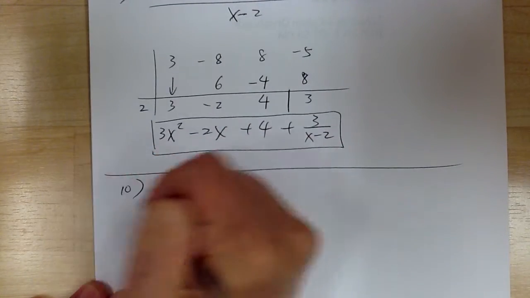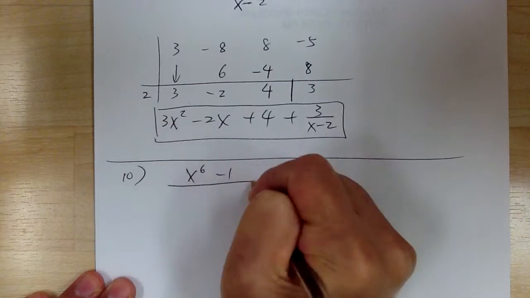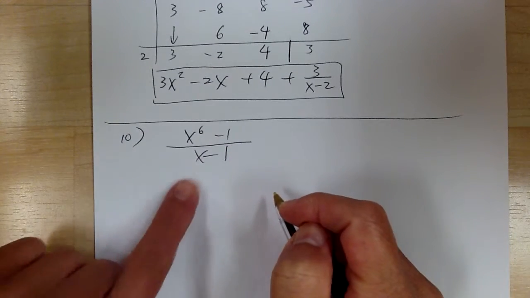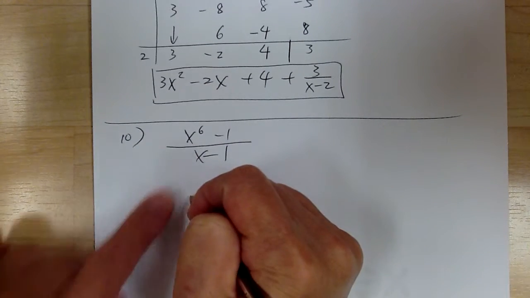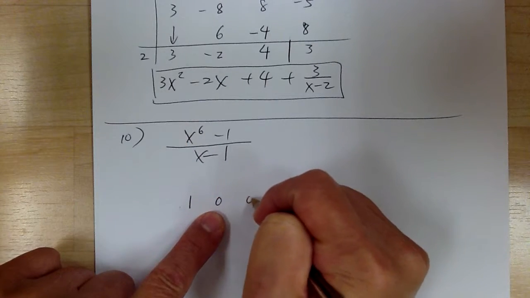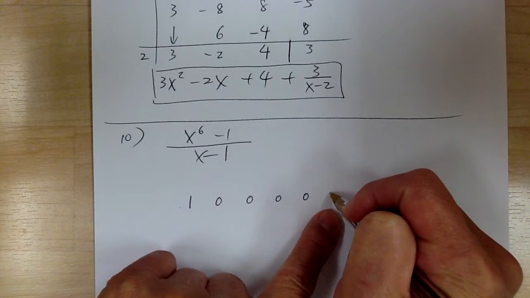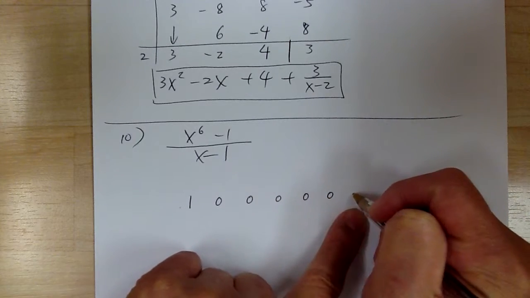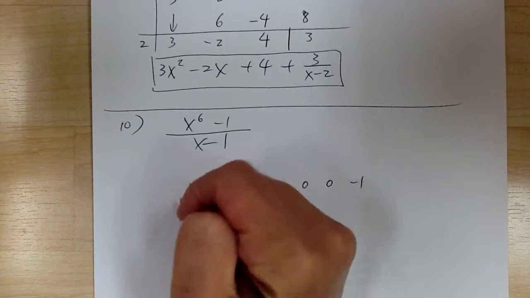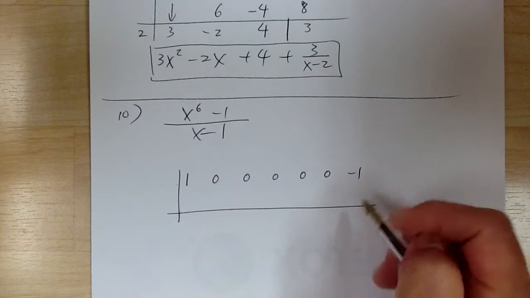Let's go to number 10. You have x to the 6th minus x minus 1 over x plus 1. So when you divide, make sure you have the 0 for the missing terms. So you have 1 for the 6th power. So this is for 5th power, 4th power, 3rd power, 2nd power, 1st power, and the constant 1. So make sure you check carefully. Make sure you have enough zeros to cover all the missing terms.